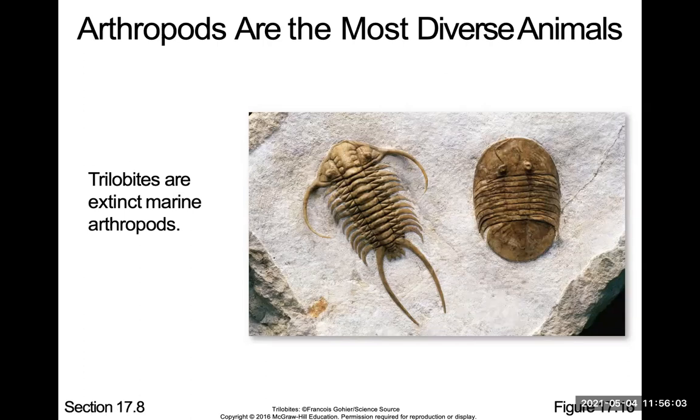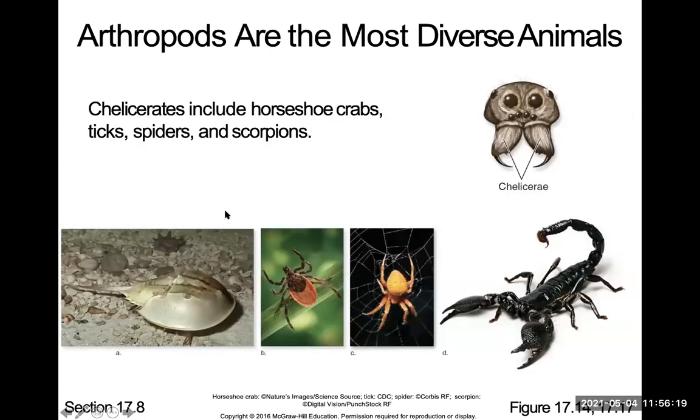So I think they say it existed around the same time, but somehow horseshoe crab made it through the mass extinction, but the trilobites, they went extinct. They were marine arthropods. So this is what the fossil looks like for trilobites. Chelicerae includes horseshoe crabs, ticks, spiders, and scorpions. So I think you guys already kind of know about these, so I'm not going to spend too much time on this.